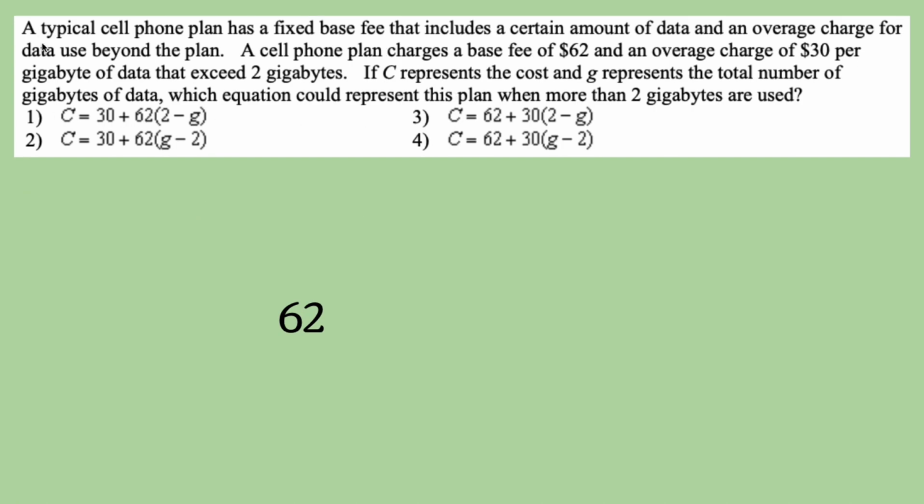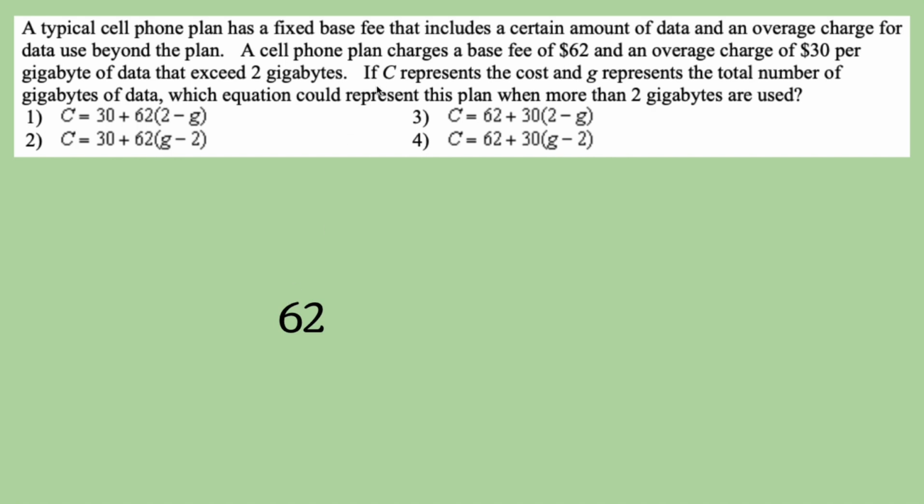For the next question, it says a typical cell phone plan has a fixed base fee that includes a certain amount of data and an overage charge for data use beyond the plan. A cell phone plan charges a base fee of $62 and an overcharge of $30 per gigabyte of data that exceeds 2 gigabytes. If C represents the cost and G represents the total number of gigabytes of data, which equation could represent this plan when more than 2 gigabytes are used? So, ignore the 62 here, we'll get to that.